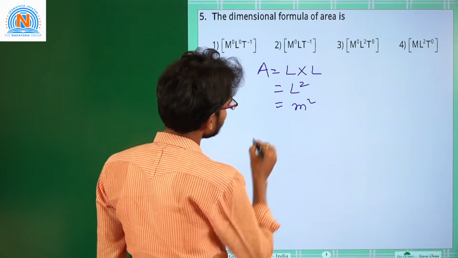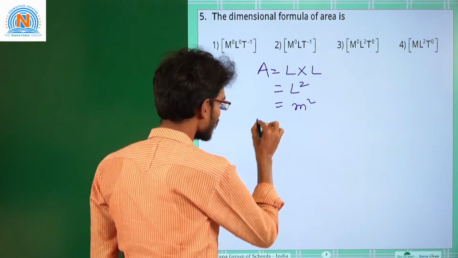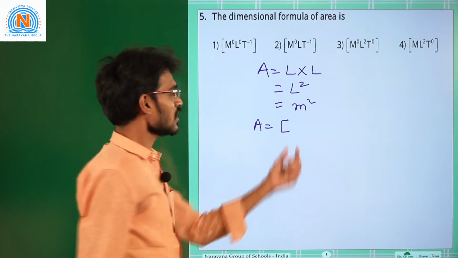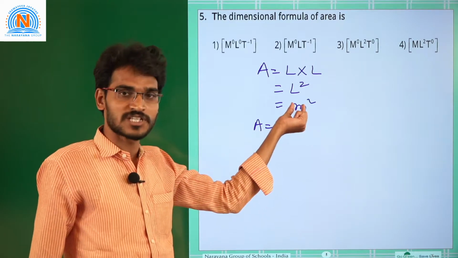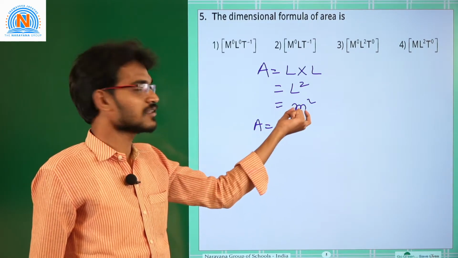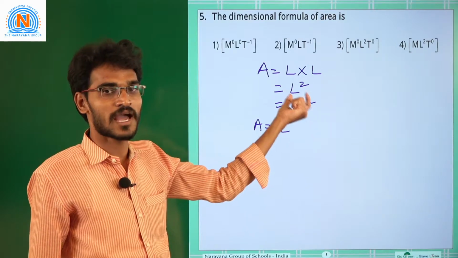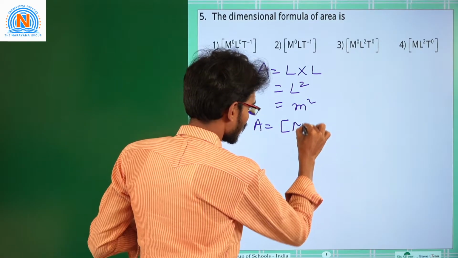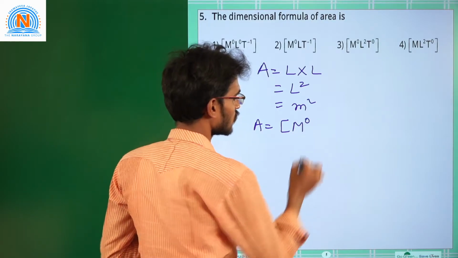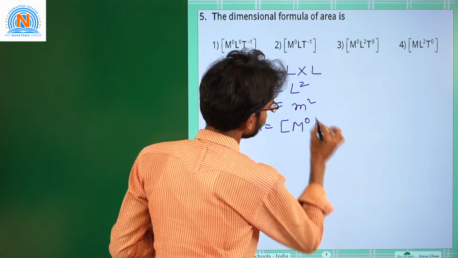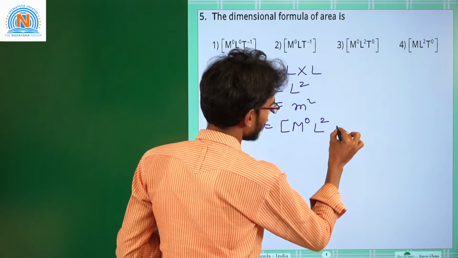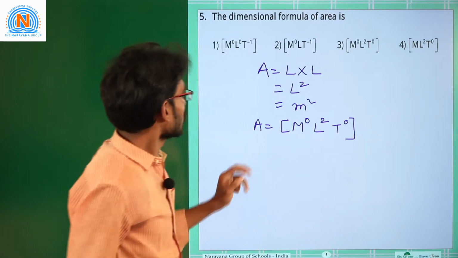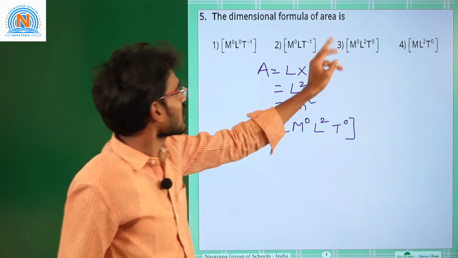Now I am going to write the dimensional formula for the area. A is equal to, in square brackets. Which measurement is present here? Only length has a measurement; there is no mass and no time. So I am going to write the mass dimension as 0, the length dimension as 2, and the time dimension as 0.